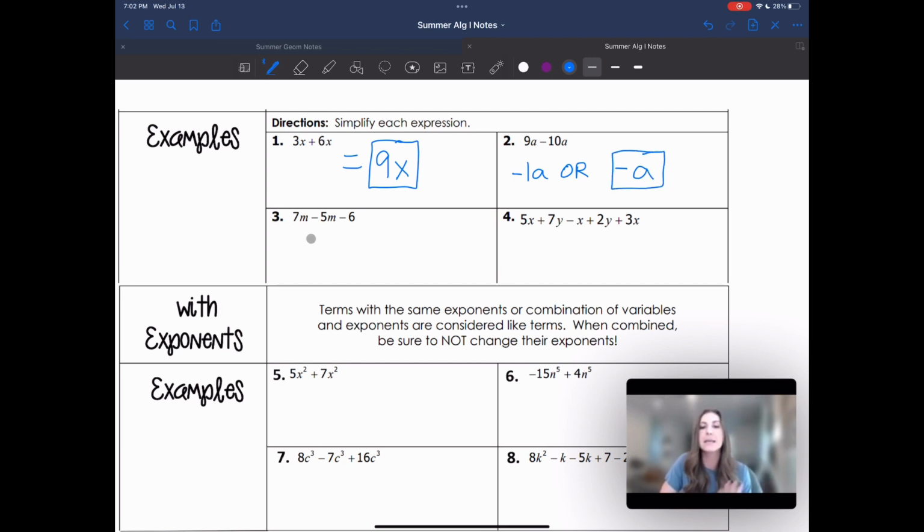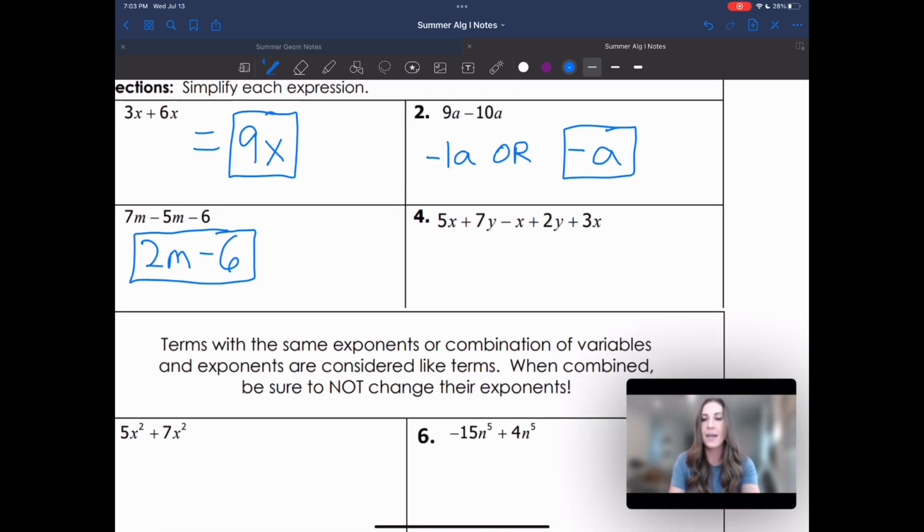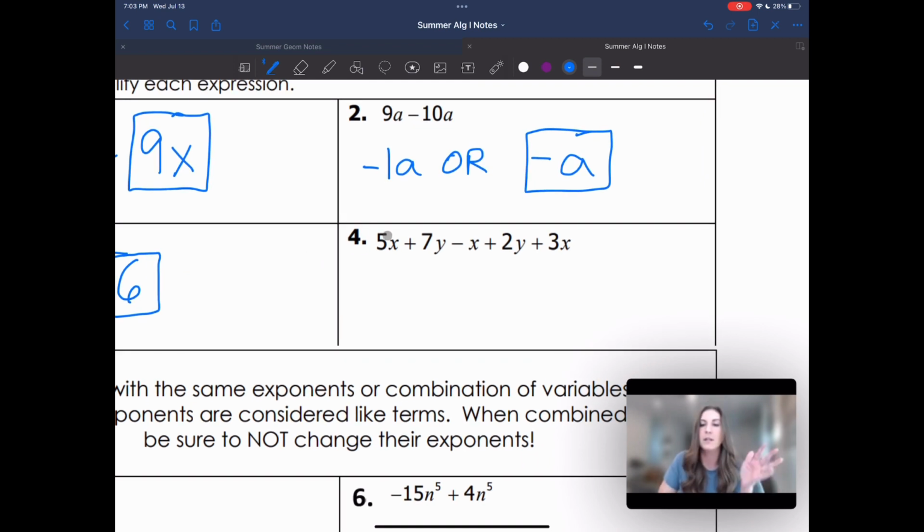Okay, number 3. Now be careful, you can't combine all of these. They're not all like terms, but we can do the 7m minus the 5m part. We can combine those and get 2m. And then we would bring down the minus 6. And actually, that's it. That's all we can do on that one. Fully simplified.